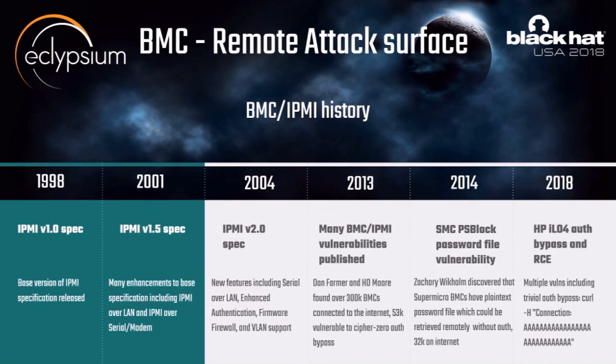The famous ones are H.D. Moore and Dan Farmer, where they scanned the internet and found 300,000 BMCs and 53,000 of them were vulnerable to Cipher 0 authentication bypass. And most recently, a vulnerability which I think should win the Pony Awards is the HP iLO4 authentication bypass with 29 or 27 A's.